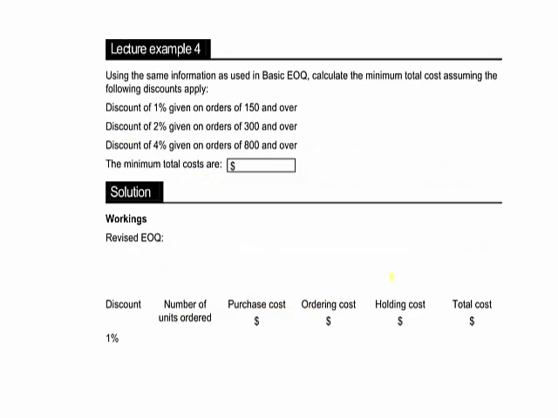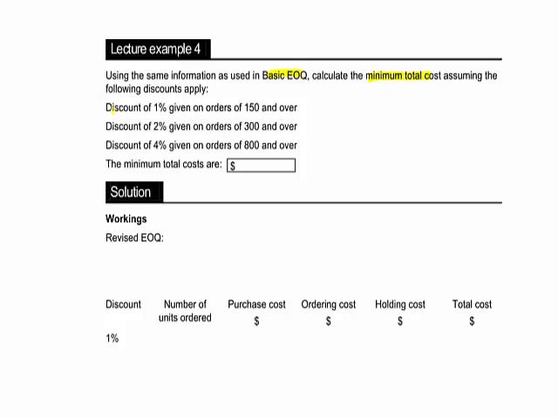What we're going to do in example 4 then is we're going to use the same information that we did in example 3, that basic EOQ. And what we're going to do now then is assume that we've got some discounts and work out what's the minimum cost we can have if we optimize our inventory holding policy and ordering policy.